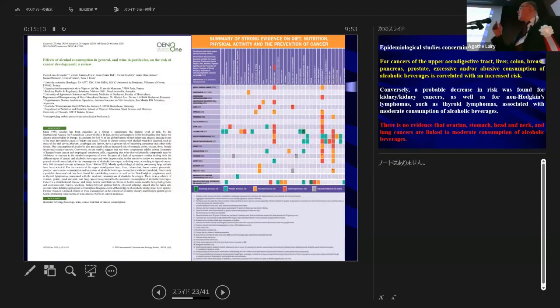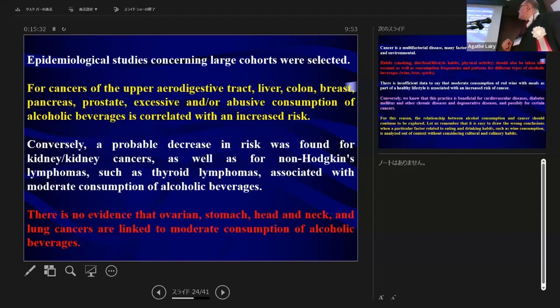We did some work, a special review, a few years ago in 2020. In this review, we looked at about 140 papers. What we finally found is that epidemiological studies of large cohorts show that for cancers of the upper aerodigestive tract, liver, colon, breast, pancreas, and prostate, excessive and or abusive consumption of alcoholic beverages is correlated with an increased risk. Conversely, there is a probable decrease in risk for kidney cancer, as well as for non-Hodgkin's lymphoma and thyroid lymphoma, associated with moderate consumption of alcoholic beverages. And there is no evidence for ovarian, stomach, head and neck, or lung cancer related to moderate consumption of alcoholic beverages.